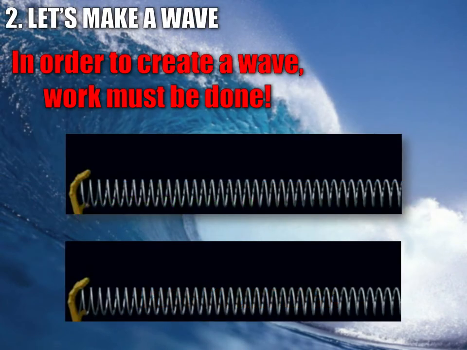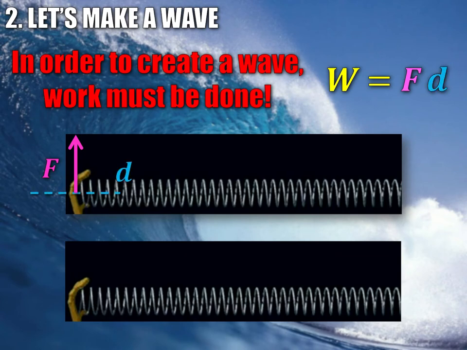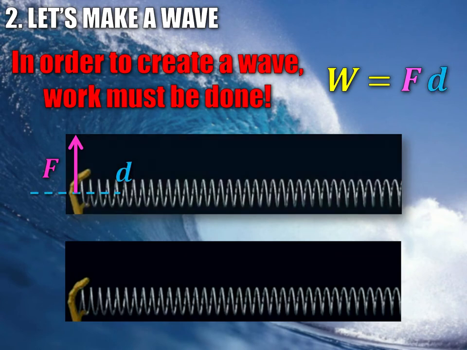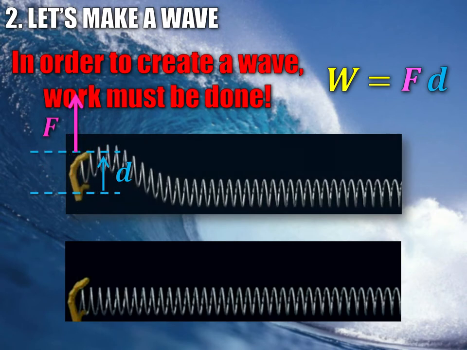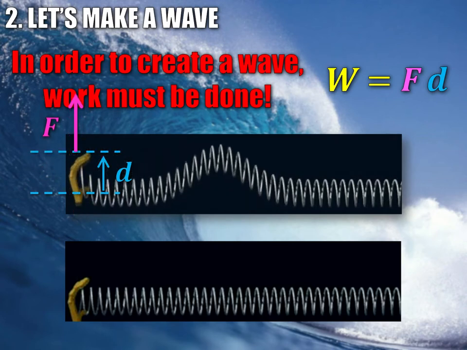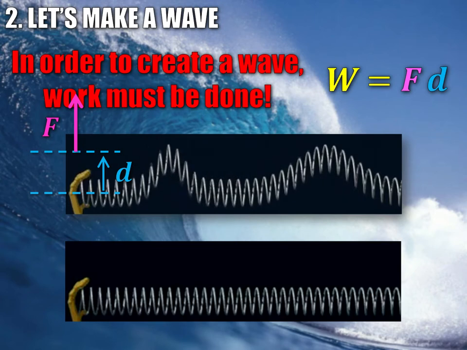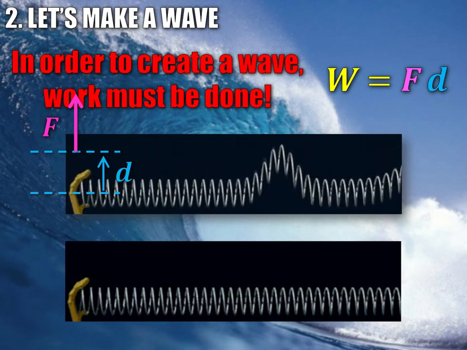So let's make a wave. In order to create a wave, work must be done. We remember from the formula W equals Fd, in order to do work, you must exert a force across a distance. So we could apply a force on the slinky in the vertical direction. This will cause a displacement in the slinky also in the vertical direction. This will then send a pulse down the length of the slinky, and that's the energy being transferred, that's the wave.